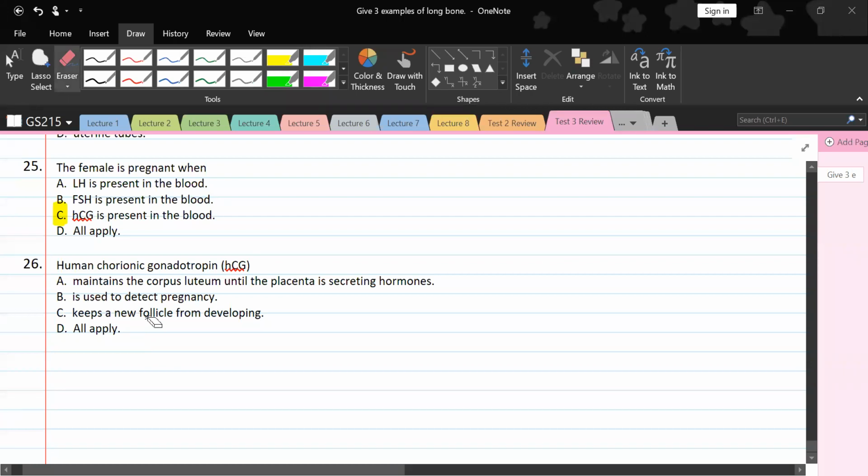It also keeps new follicles from developing, because if the corpus luteum is maintained, then progesterone level is high, and a high level of progesterone is going to suppress FSH. So you won't have a new follicle develop. And we don't want that to happen anyway, because the person is already pregnant, so we don't need another egg. So all of the above.